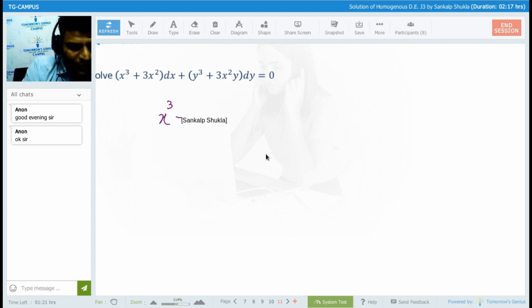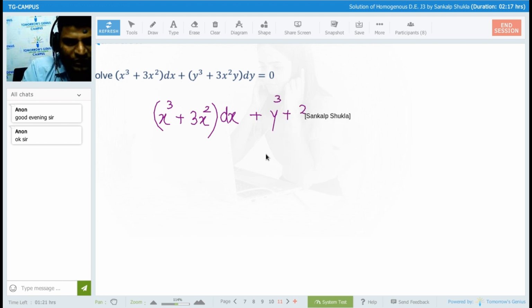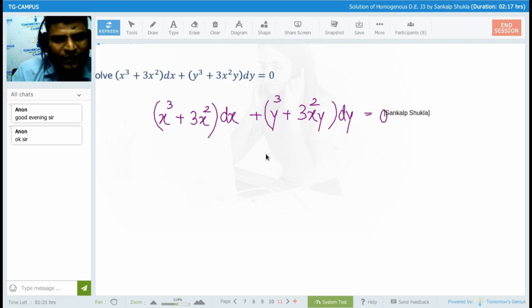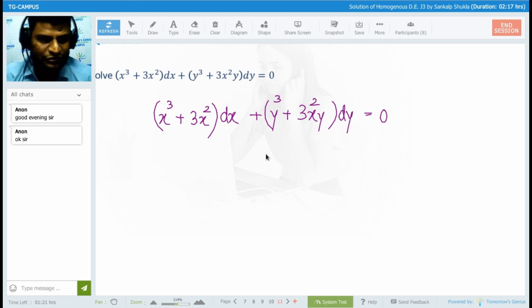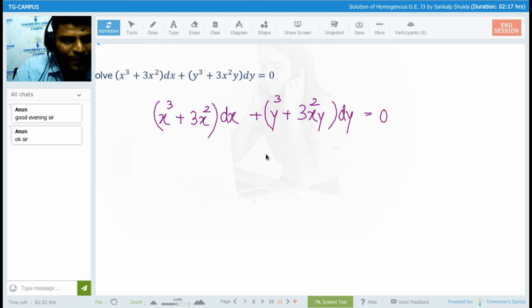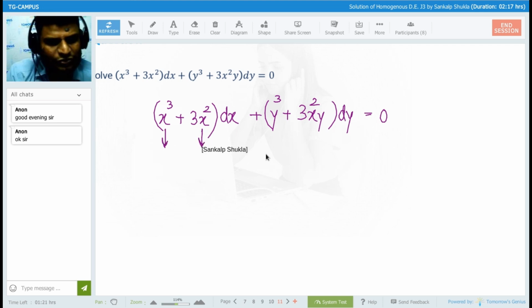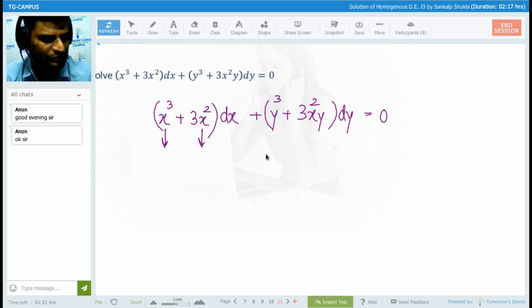So x cube plus 3x square dx plus y cube plus 3x square y dy is equals to 0. So first we have to check whether this is a question from homogeneous differential equation or not. Okay. See. So power of x is 3. But here the power of x is 2 only. I think there is a typing error in this question.